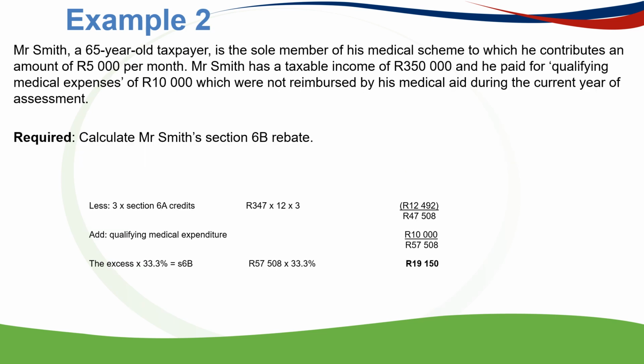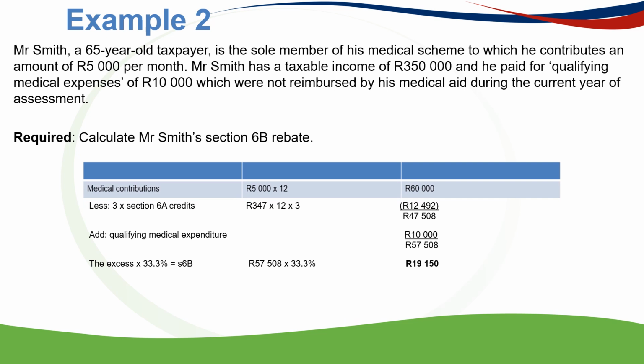It's example 2, and it's Mr. Smith, and this time he is a 65-year-old taxpayer and the sole member of a medical aid scheme to which he contributed 5,000 Rand per month. He has a taxable income of 350,000 Rand and paid for qualifying medical expenses of 10,000 Rand that were not reimbursed by the medical aid during the current year of assessment. So we have to calculate Mr. Smith's section 6B additional qualifying medical expense tax credit.